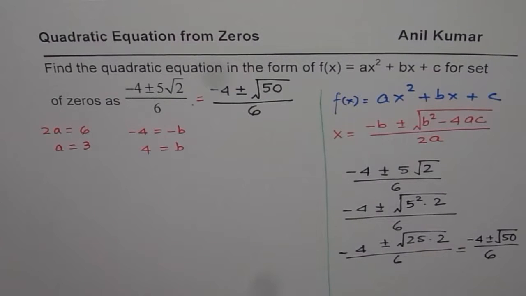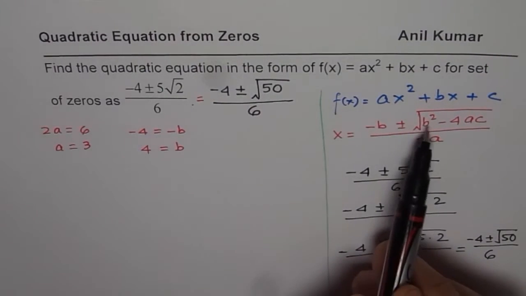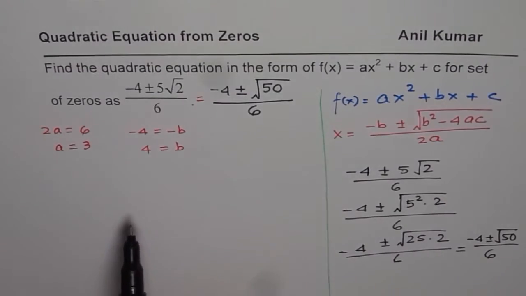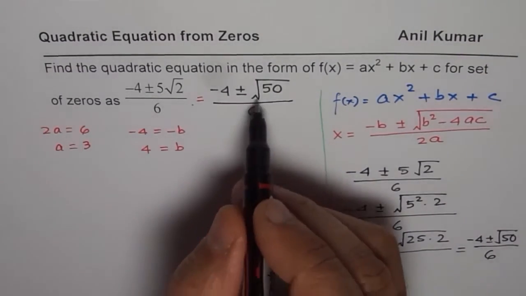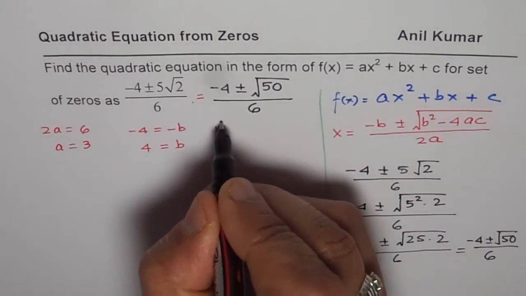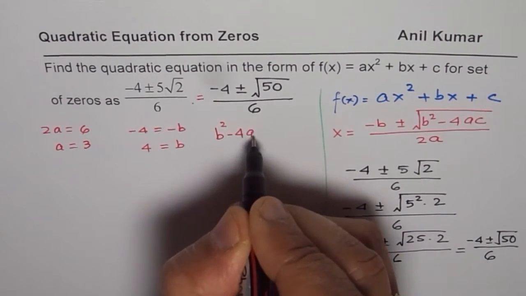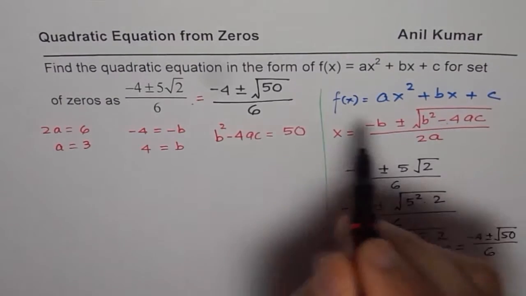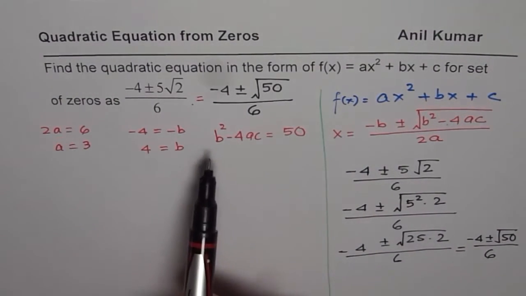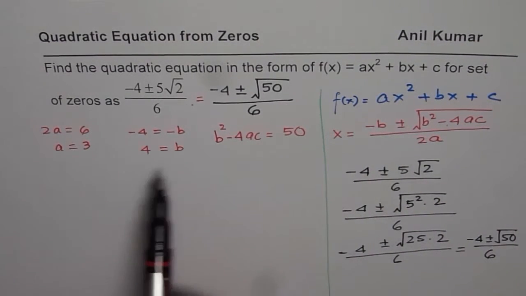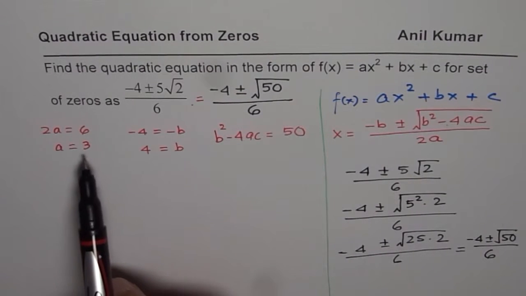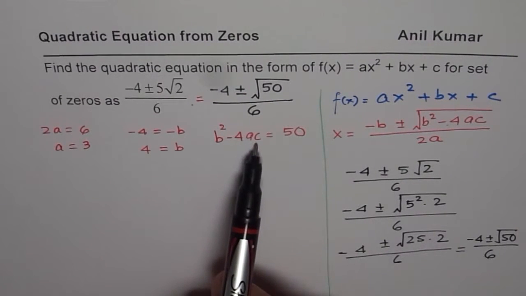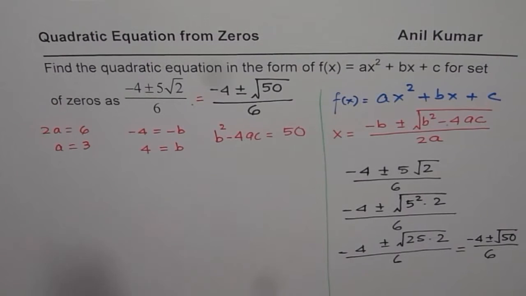Anyway, this helps us to equate b² − 4ac with 50. So from here, what we can say is that b² − 4ac is indeed equal to 50. Comparing these two, now we know what b is: b is 4. We know what a is: a is 3. So in this equation, only c is unknown, which we can calculate. That's the whole idea.